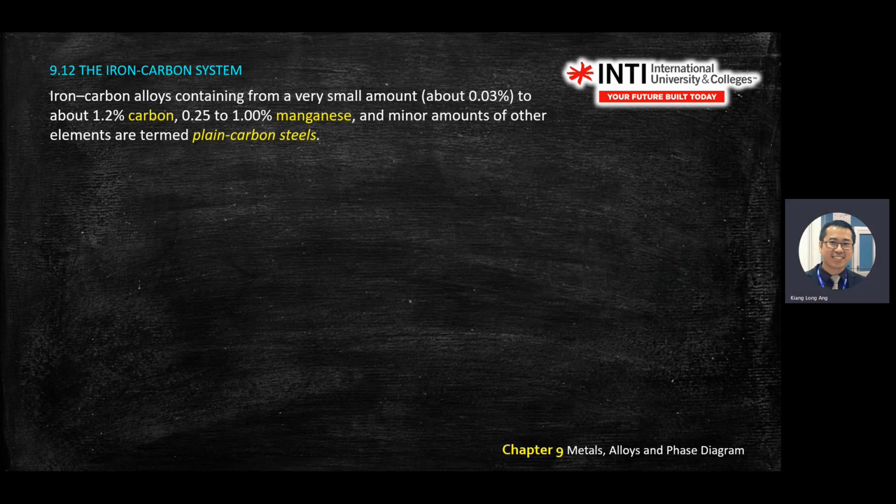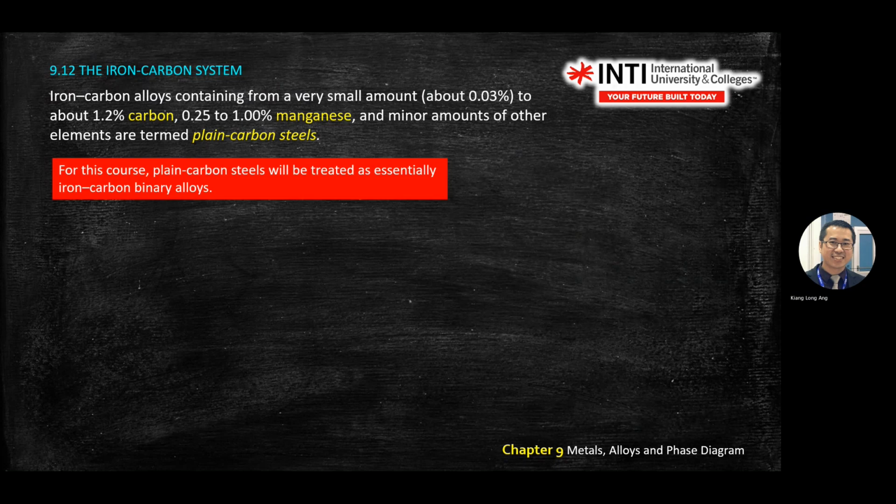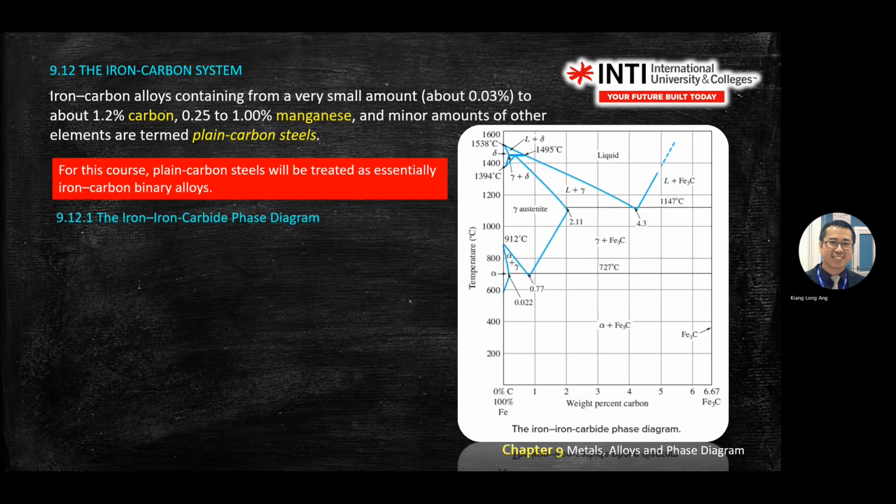The first type of carbon steel is called plain carbon steel. How you differentiate it from other types of carbon steel is the percentage of carbon is very, very low, and manganese is also very, very low. Roughly 1% for both: roughly 1% of carbon, 1% of manganese. Just take note that for this module, plain carbon steel will be treated as an iron carbon binary alloy.